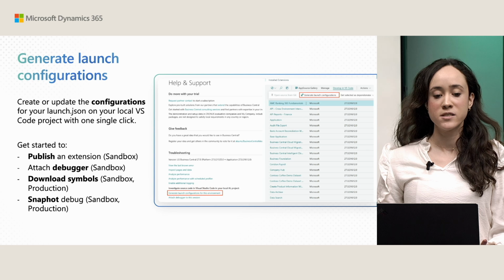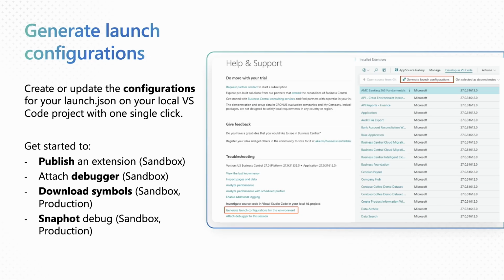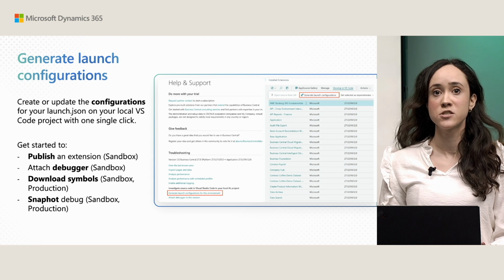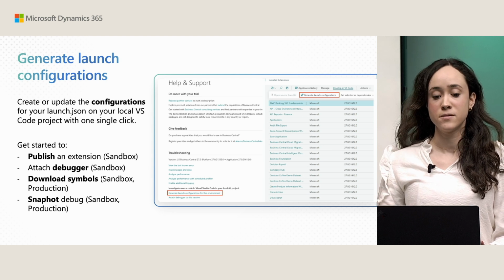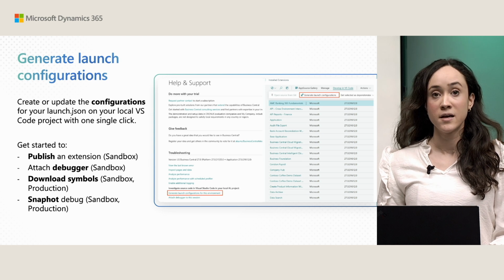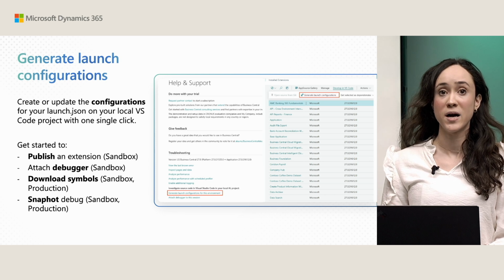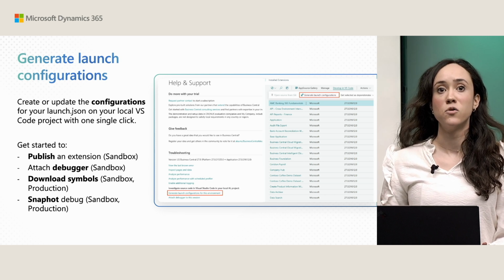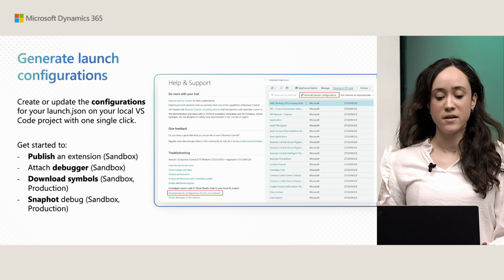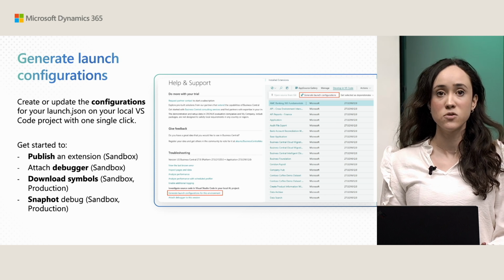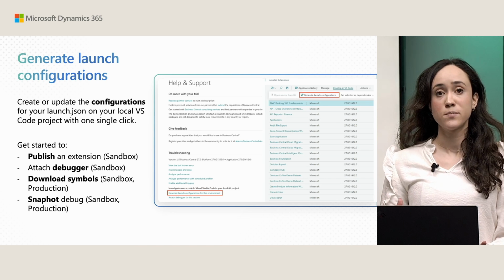So, looking a bit closer into the generate launch configurations action, this is an action that again is in help and support and extension management. And when you click on that, then what it does is that on your VS Code project, it either creates or updates your launch configurations to match your environment. So you don't have to edit any of the parameters. And with this, if you have a sandbox environment, you have the configurations to publish and attach debugger, since these are only available for sandbox environments. And then you can also have the configurations to download symbols and snapshot debug. That's both for sandbox and production environments.